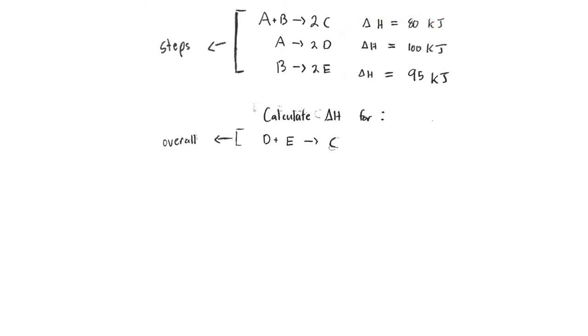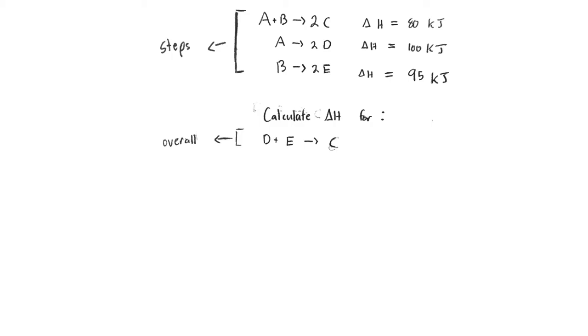But there's an issue. If I combine all these steps together, I will end up with this overall reaction. This is not the overall reaction we're trying to find delta H for. As you can see, they are quite different. So this 275 kilojoules is not the right answer, since it isn't for the right reaction. Let's try a different approach.